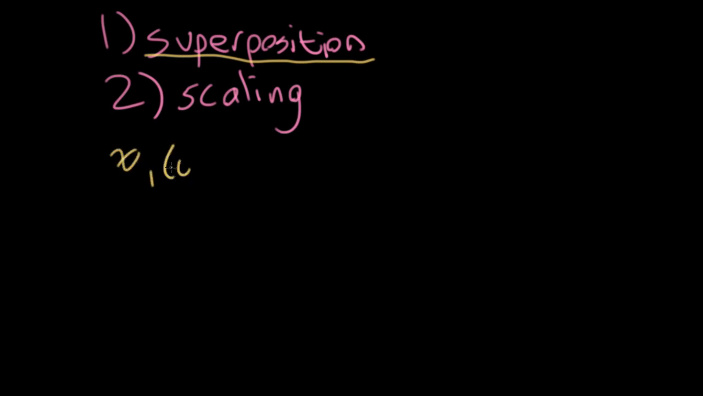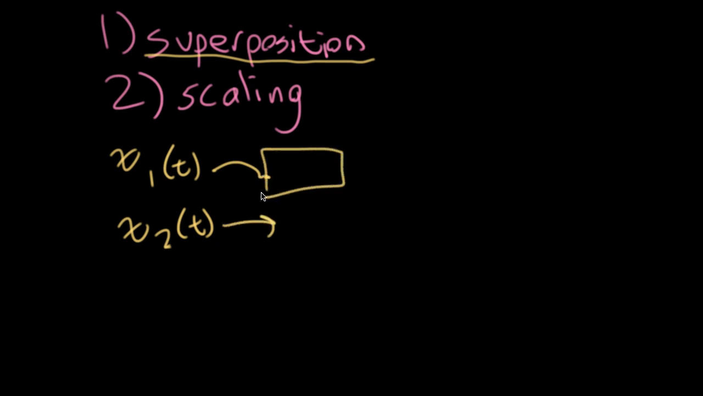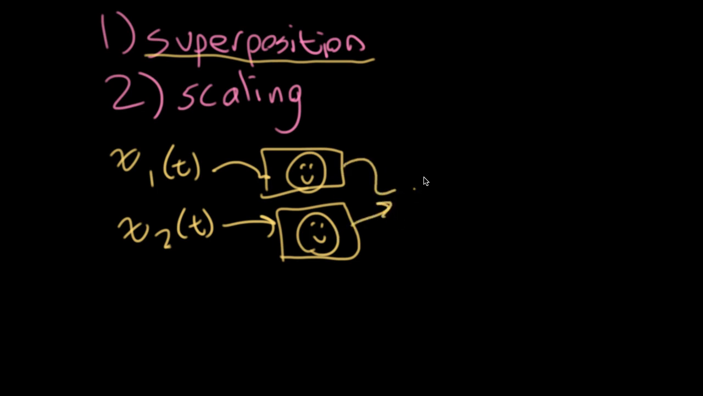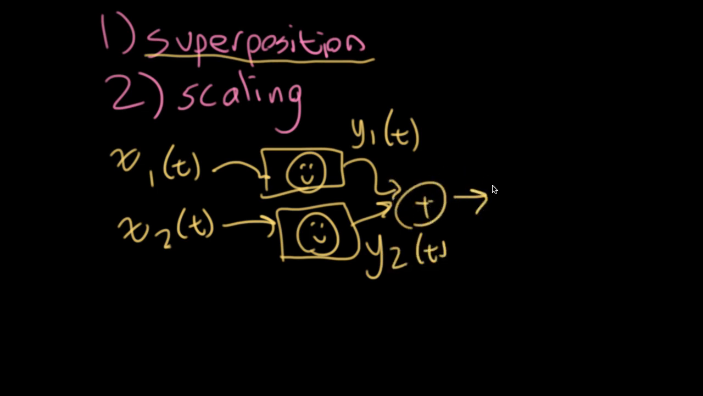If I have two signals, x1(t) and x2(t), imagine that I run each of these through a copy of some system. And let's say it's a happy system. But these two systems are identical. I can take these signals coming out of the systems, let's call them y1(t) and y2(t), and I can add them together and get an output.